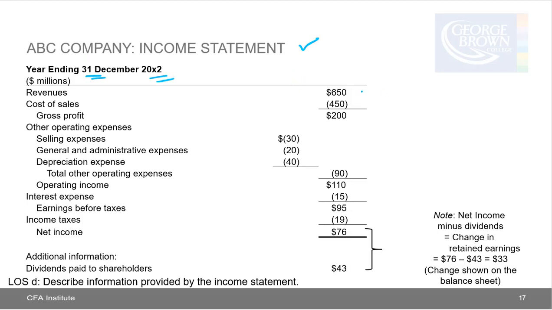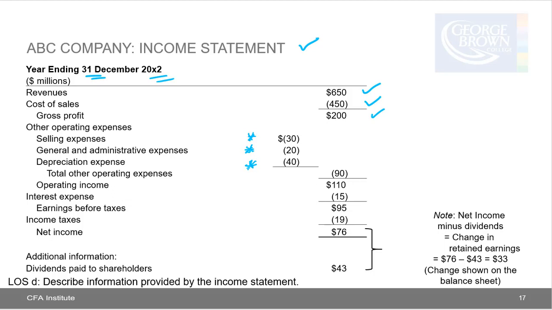We can see revenues, and again, it's in millions. So revenues were 650 million minus the cost of sales, sometimes cost of goods sold. That gives us a gross profit of 200. We don't even really need to bring up the calculator. 650 minus 450, 200. Then we're going to deduct some other operating expenses. What are those operating expenses? Selling expenses, general and admin expenses. And again, here's that depreciation expense that we talked about that we saw on the balance sheet, okay?